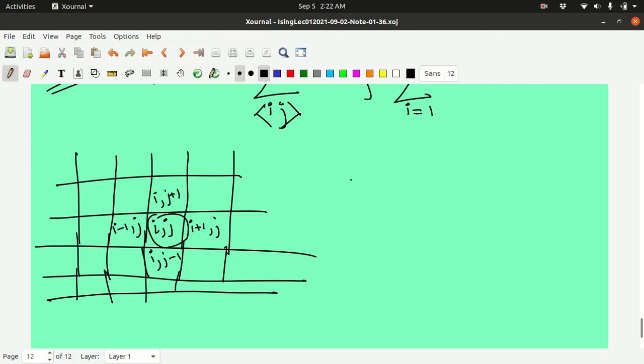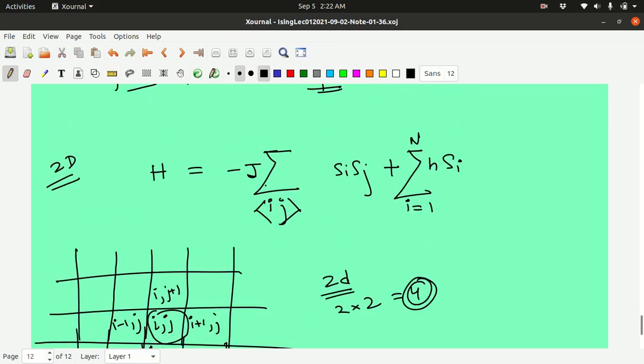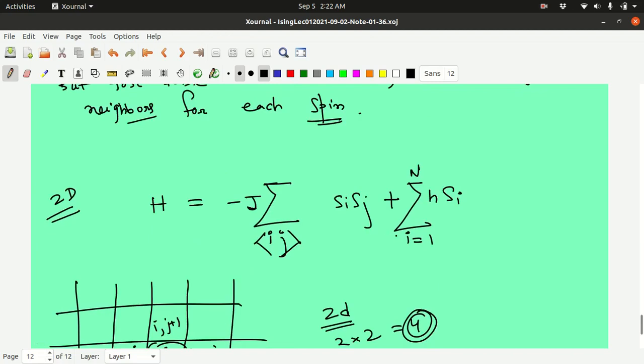So spin ij has these 4 neighbors from this formula also. Here 2 times d is 2, so there will be 4 neighbors. You can calculate that for 3D it will be 6 neighbors, and so on. You can already guess what the neighbors will be for 3D. You can just add one k index for all of them, and there will be 2 other neighbors, which are basically i j k plus 1 and i j k minus 1. So those are the 6 neighbors in 3D. So this is the 2D Ising model.